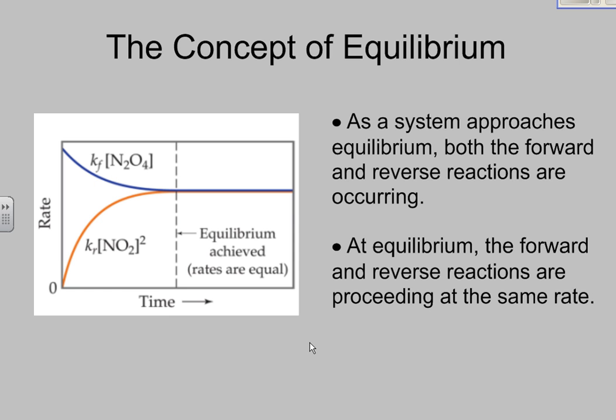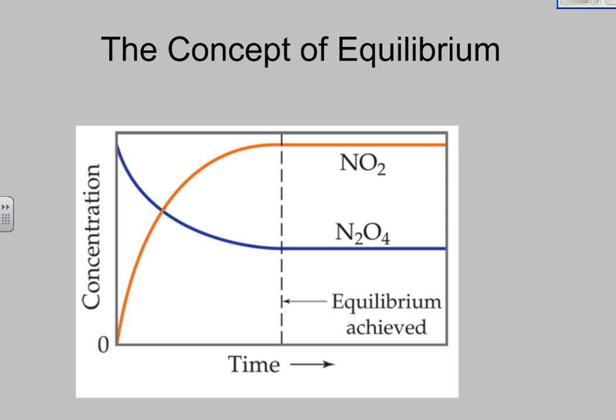Now notice that this does not mean that we would necessarily have the same amounts of the reactants as we have of the products. It just means that the rate at which the reactants are forming products and the rate at which the products are forming reactants is the same. If we look at the concentration versus time, you can see this, where the concentration of the product, the NO2, the red line here, increases over time, and the concentration of the N2O4 decreases over time. At equilibrium, the concentration of both of these will remain constant, but again, notice that the concentrations don't have to be the same.